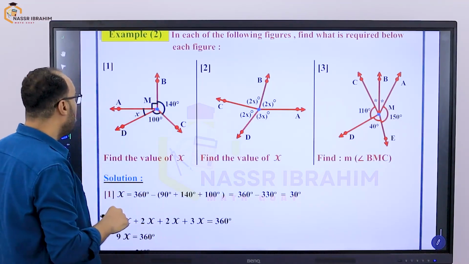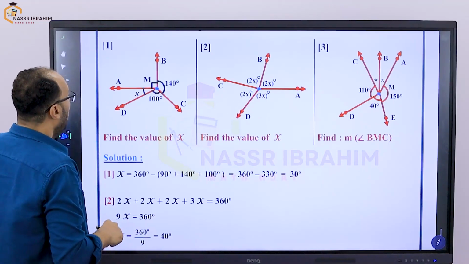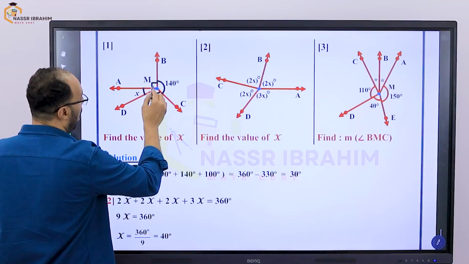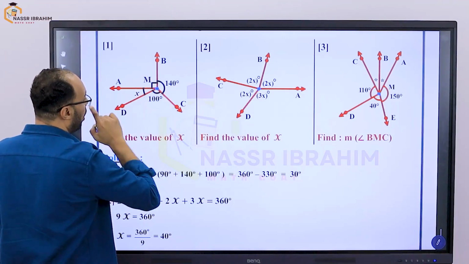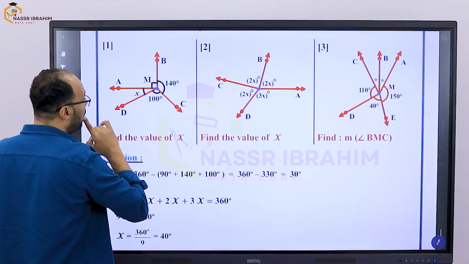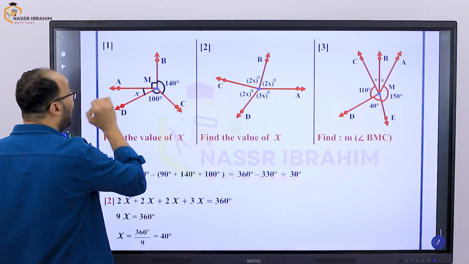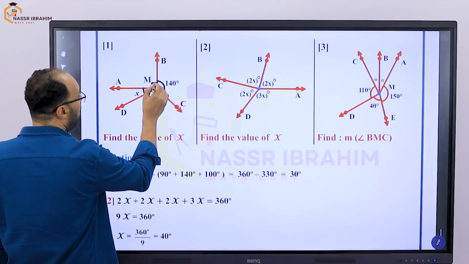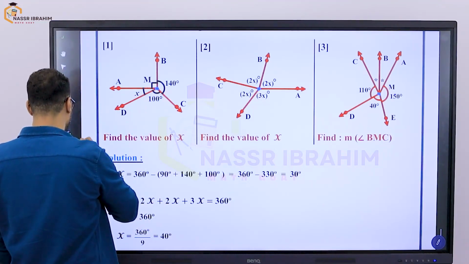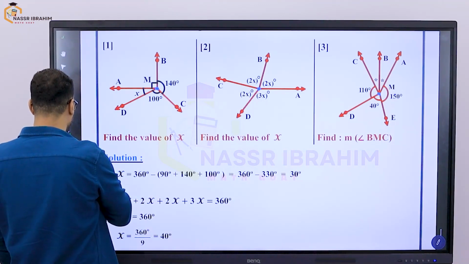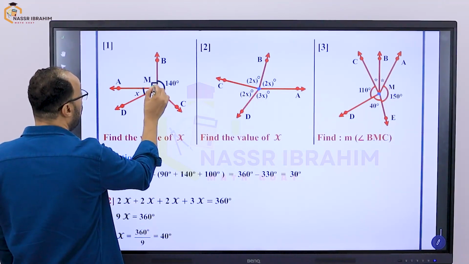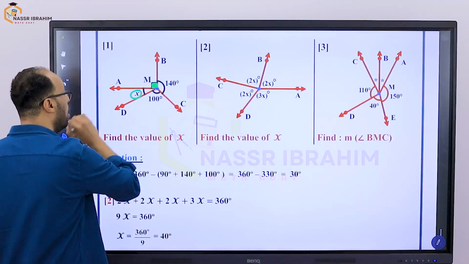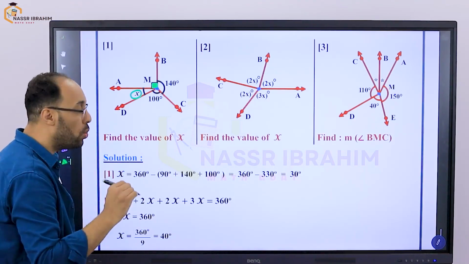Okay? Well, let's start with the first case. Here we have this point M. Angle BMC equals 140 degrees, CMD equals 100 degrees, and BMA equals 90 degrees. How did we know its measure is 90 degrees? Because here we have a small square. So its measure will be 90 degrees. So here we have three angles out of four. The fourth one is x. We need to know its measure.